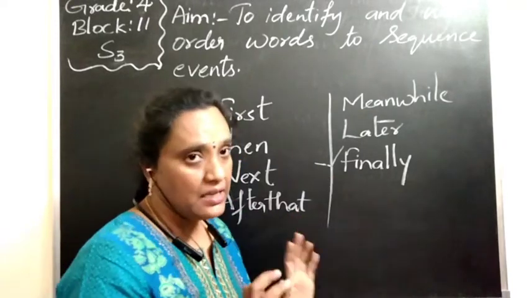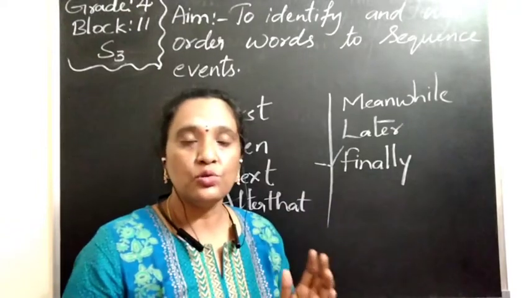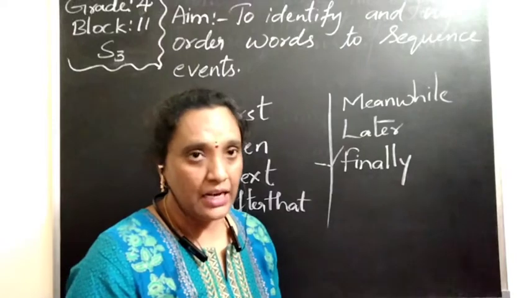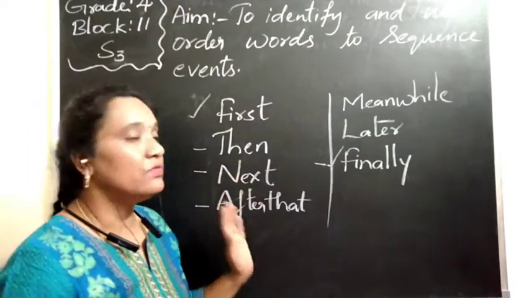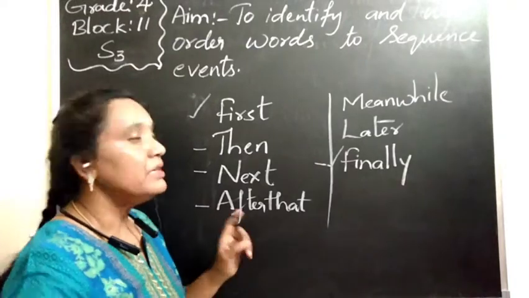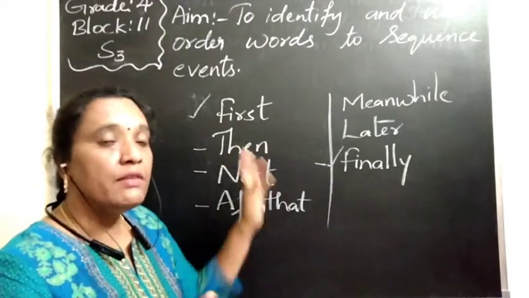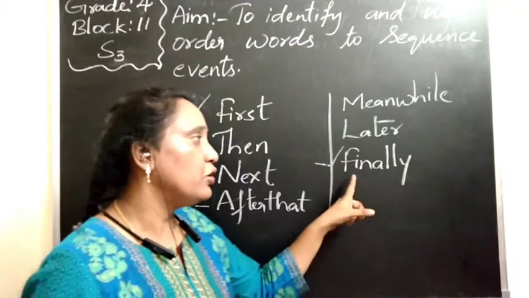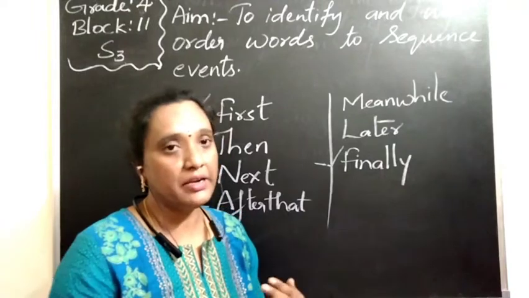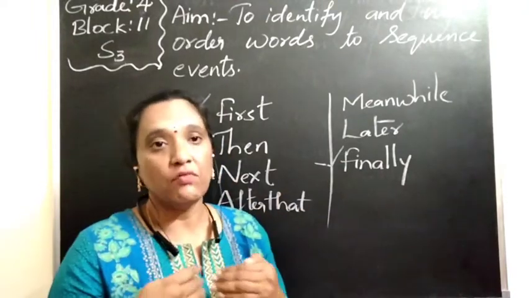So these are the order words. Now if I ask you to arrange something in the order given, then you want to use all these words and arrange them according to the order. Whatever is happening first, for that you must write first only. The one which is occurring last, we want to use finally. The other words can be used in between, as many times as you want, by just interchanging the words.